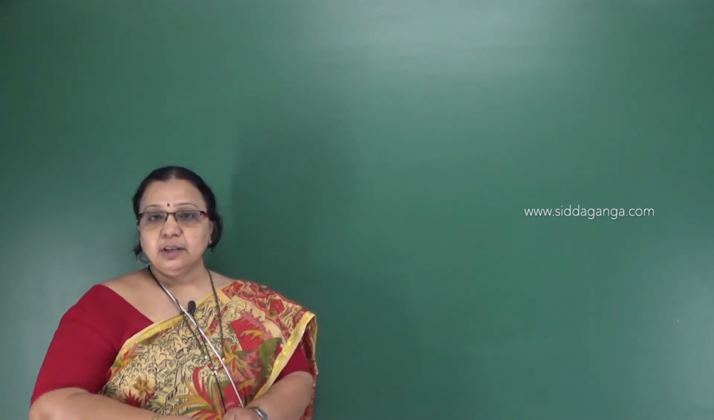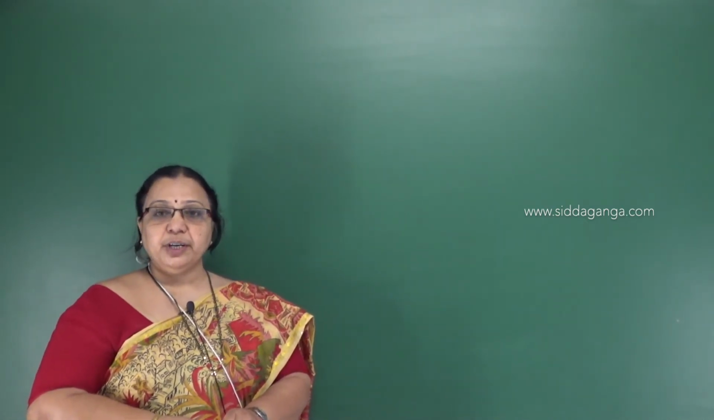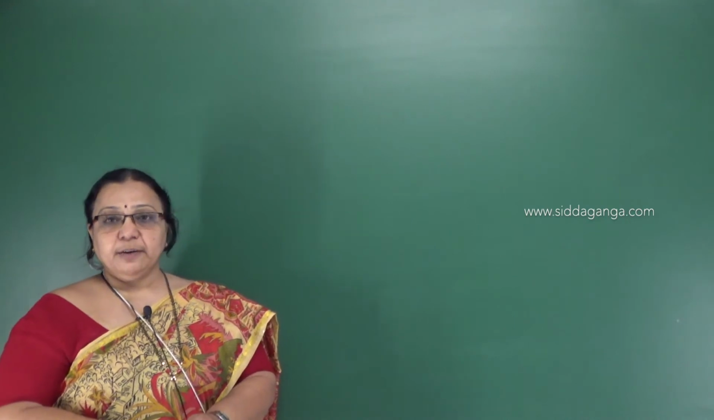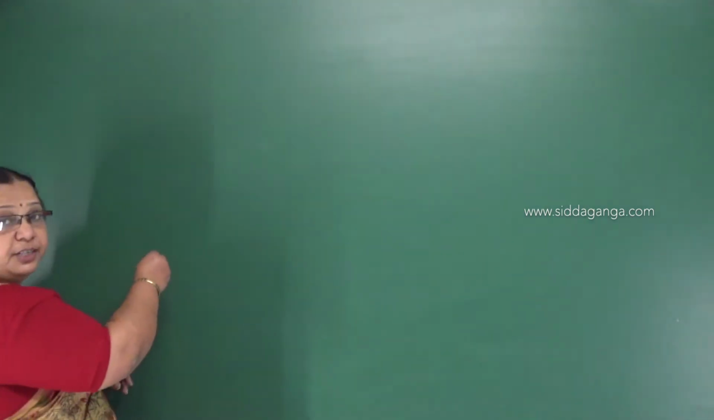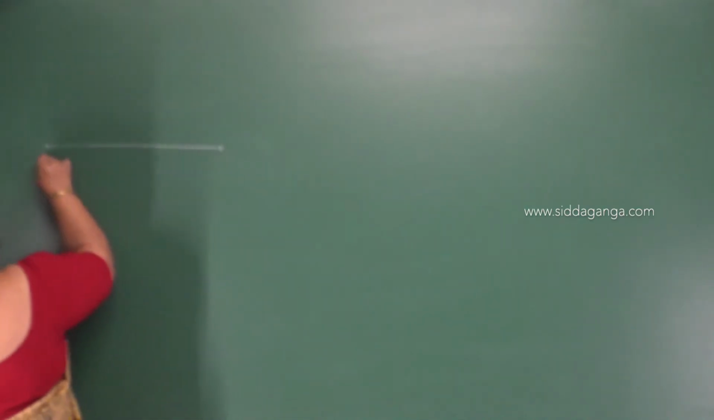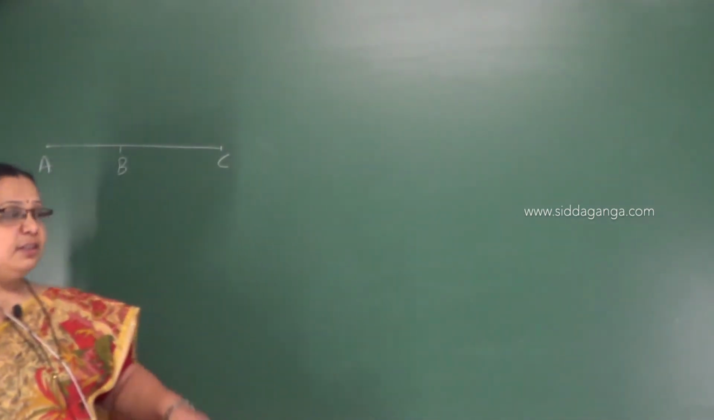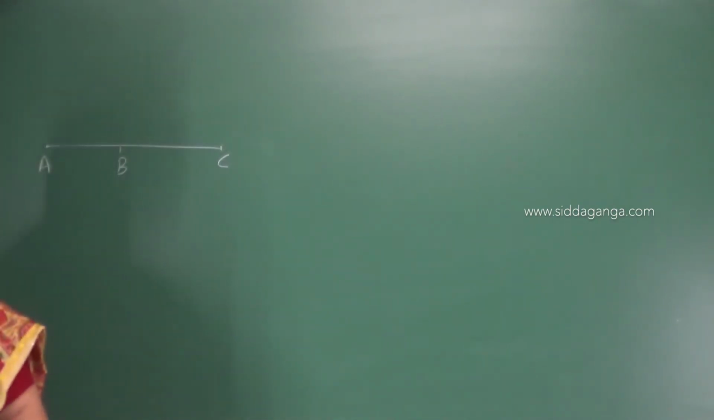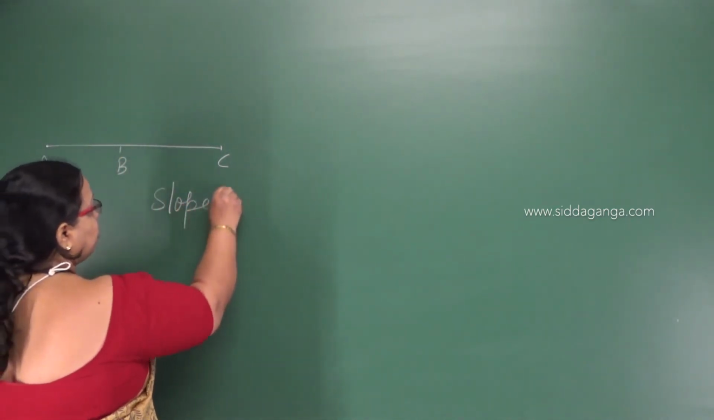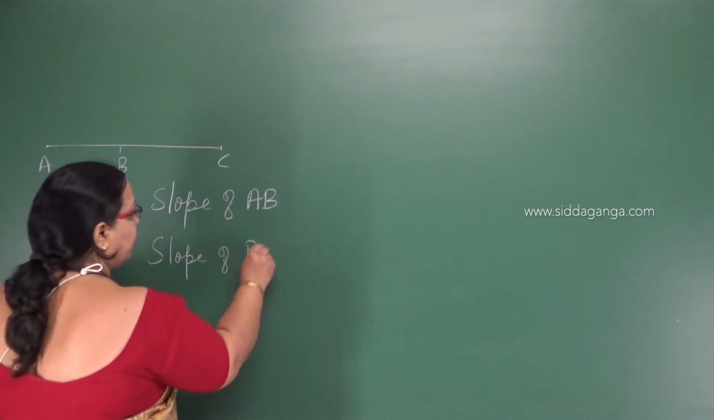So here the third method is used to show that the given 3 points are collinear. Suppose you consider the 3 points as A, B and C. Then we have to show that these 3 points are collinear, which means that we have to show that the slope of AB and the slope of BC are both the same.